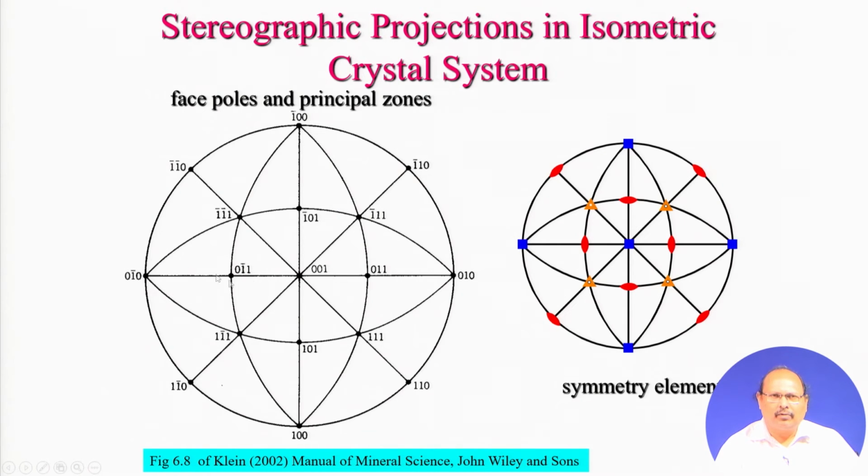And if you add 0 0 1 and 1 1 0, immediately we will find out that 1 1 1 will lie in a zone between 0 0 1 position here and 1 1 0 position here. Similar way, you can think of the position of 0 1 1, bar 1 1 1, bar 1 0 1, 0 bar 1 1, and also you can find out the position of 1 bar 1 1.